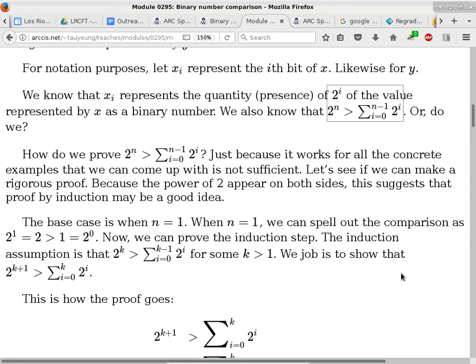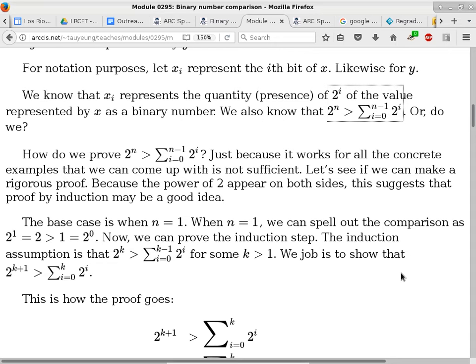So 2 to the power of n is always greater than the summation of i going from 0 to n minus 1 of 2 to the power of i. In other words, if you plug in actual values, when n equals 3, 2 to the power of 0, which is 1, plus 2 to the power of 1, which is 2, plus 2 to the power of 2, which is 4: 1 plus 2 plus 4 is 7, and 7 is less than 8. So it definitely works for n equals 3. You can probably check that it also works when n equals 4, when n equals 5, and so on.